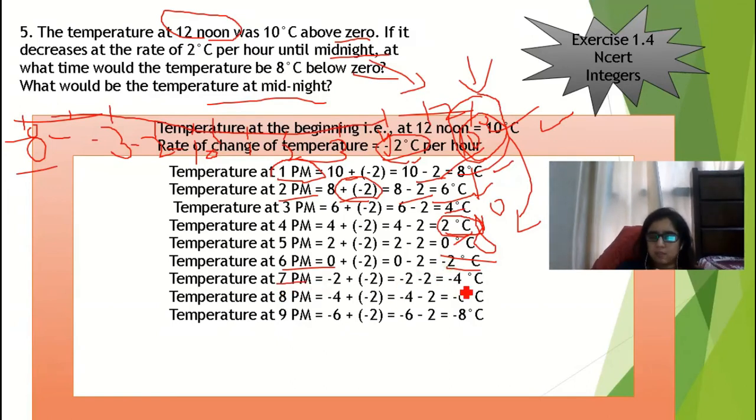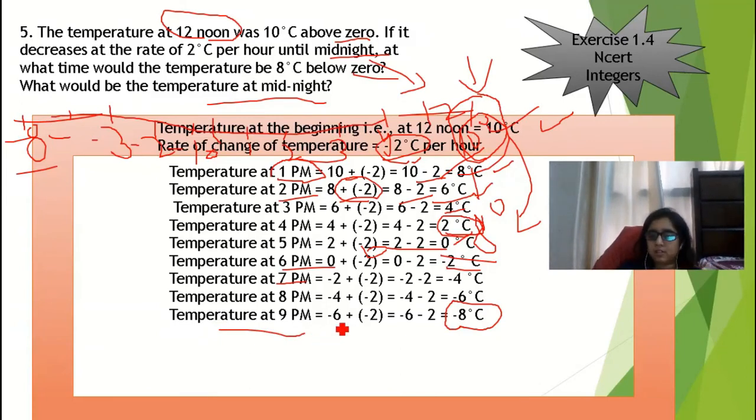Temperature at 7 pm, what I am doing in this, I am just adding minus 2 with the temperature. That is, if I want to find out the 6 p.m. temperature, I have to add the 5 p.m. temperature with this minus 2. And just in the same way, I will find all the temperatures until I get the answer minus 8 degrees.